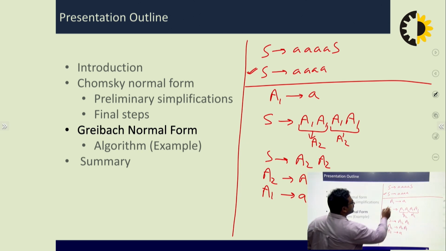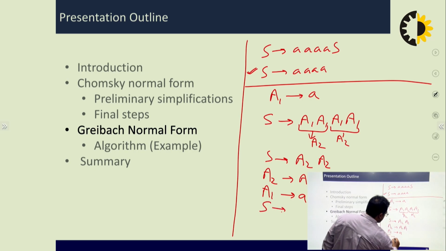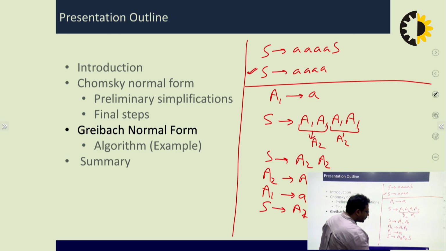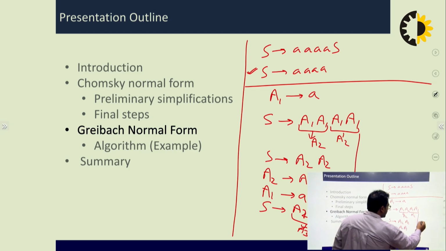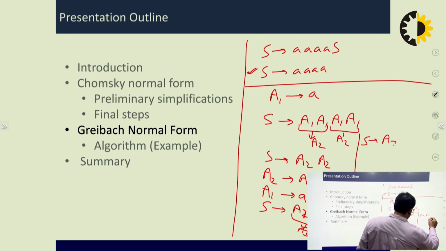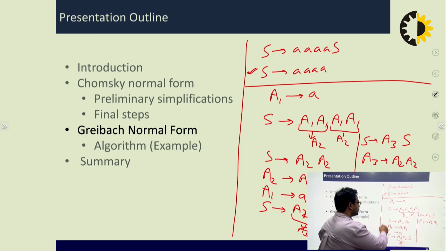Now we can convert into this one. If we take here S tends to, we can just write here A2, A2S. Now you can assume this one is A3. So the update is S tends to A3S. And what is A3? A3 is A2, A2. So this.